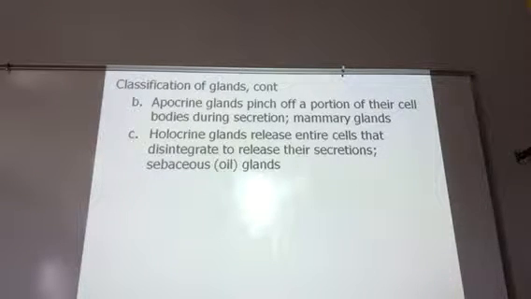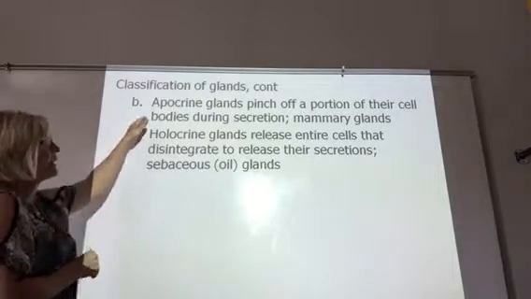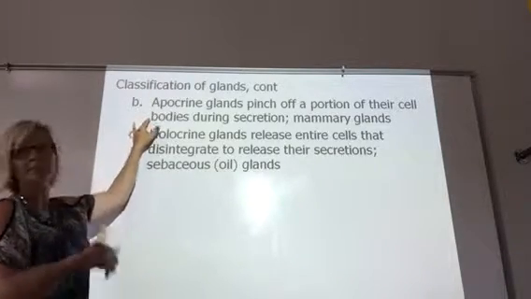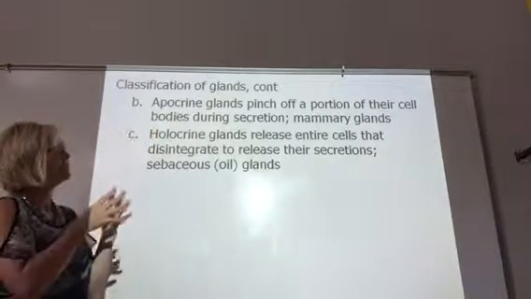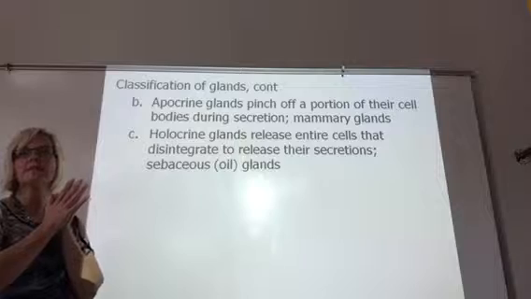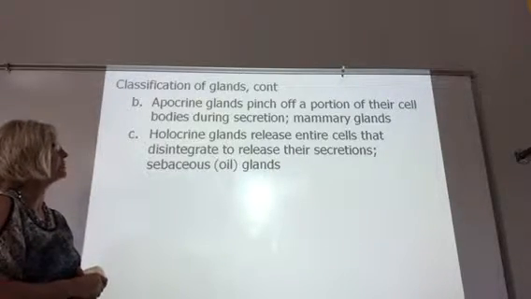Apocrine glands pinch off a portion of their cell. That would be a mammary gland. So when milk is produced in the mammary glands, it's actually a part of that cell that produces or makes the milk.